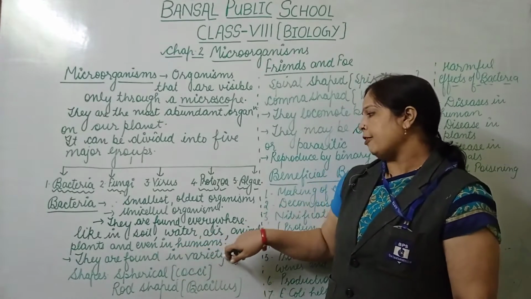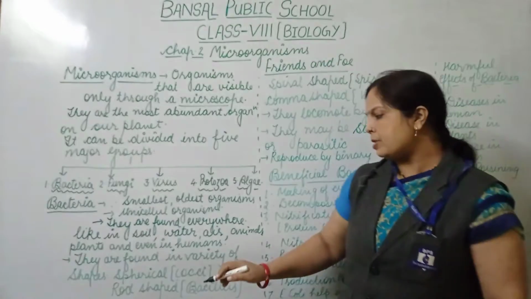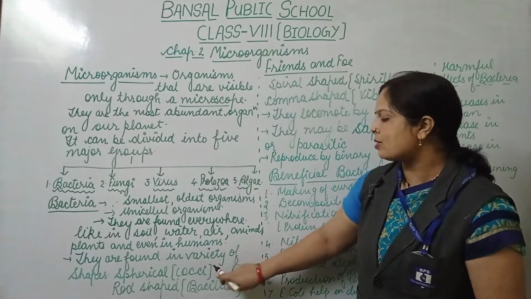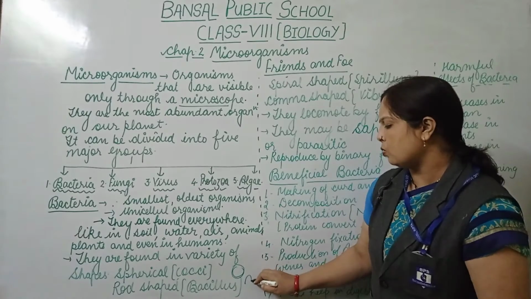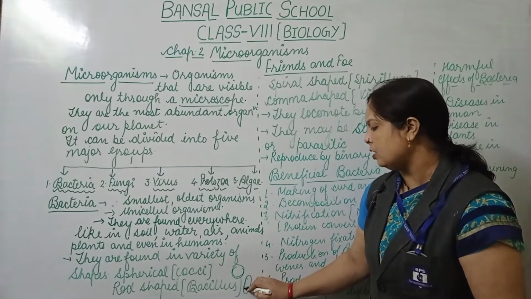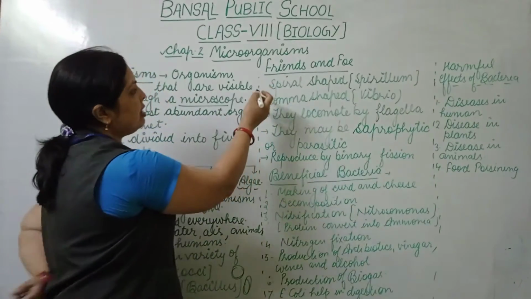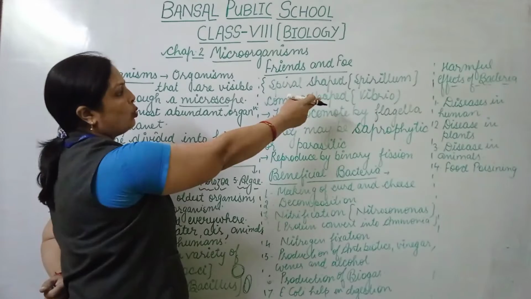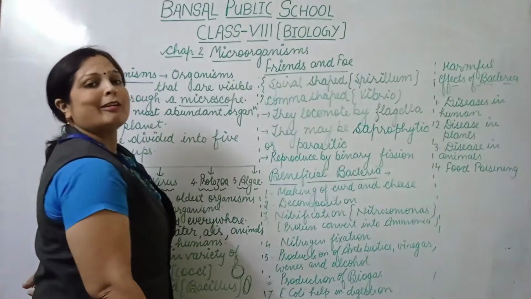And they are found in a variety of shapes. First is spherical, which means rounded shape, and in scientific terms this is known as cocci. Second is rod shaped, also known as bacillus. Clear? Third is spiral shaped, known as spirillum. And comma shaped is known as vibrio.